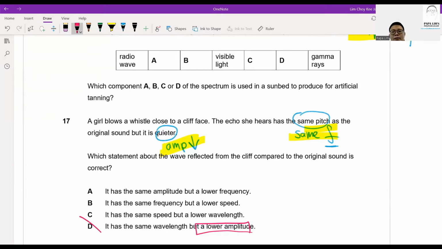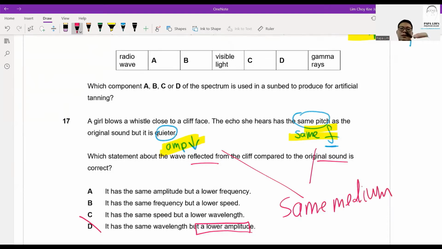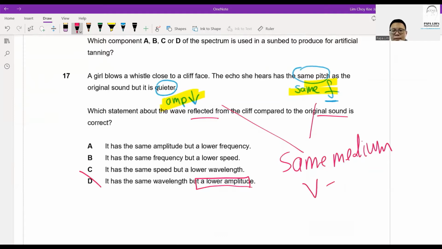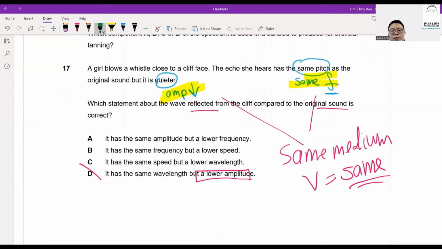Now take note, the underlying assumption hidden behind the question is that these two sounds, the reflected sound and the original sound, are actually in the same medium. Same medium will mean one thing: the speed remains the same. The speed of the two waves remains the same. And we all know that speed has one formula, v = fλ.